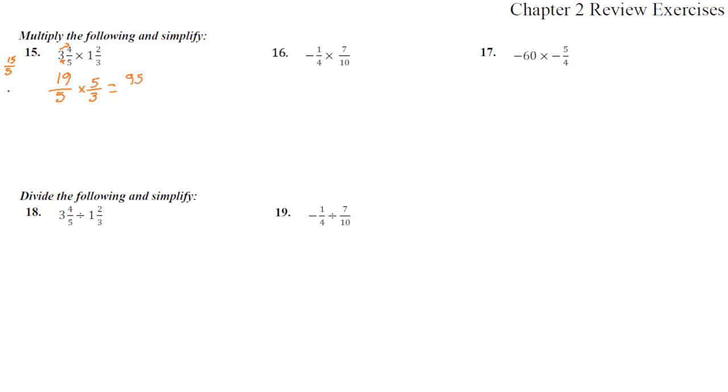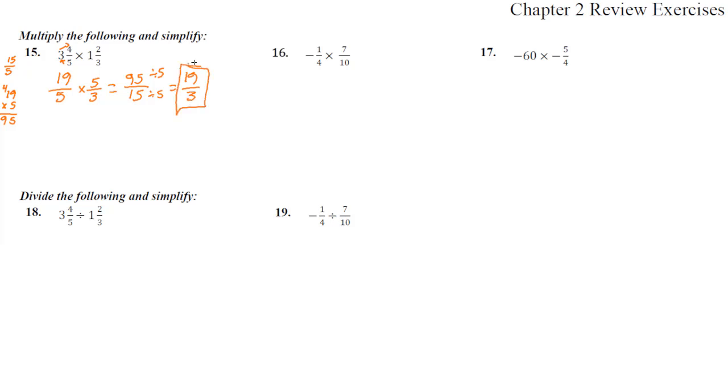We might double check that over here. 19 times 5. 5 times 9 is 45, carry a 4. 5 times 1 is 5, plus 4 is 9. Okay, 95 fifteenths. Oh, we can divide by 5 on top and bottom. Divide by 5, divide by 5. We know that that guy's 19, and that is 3.